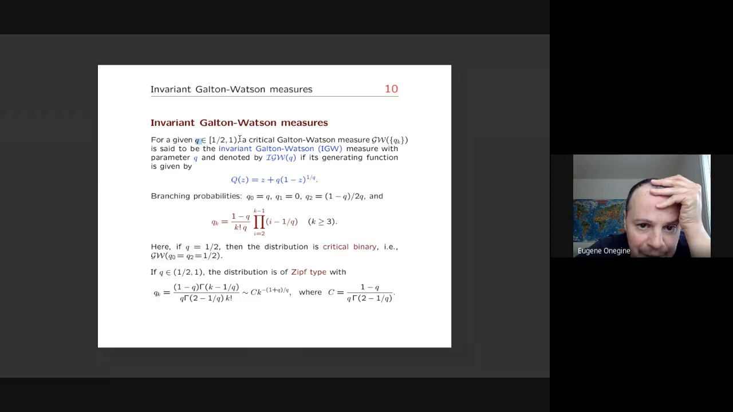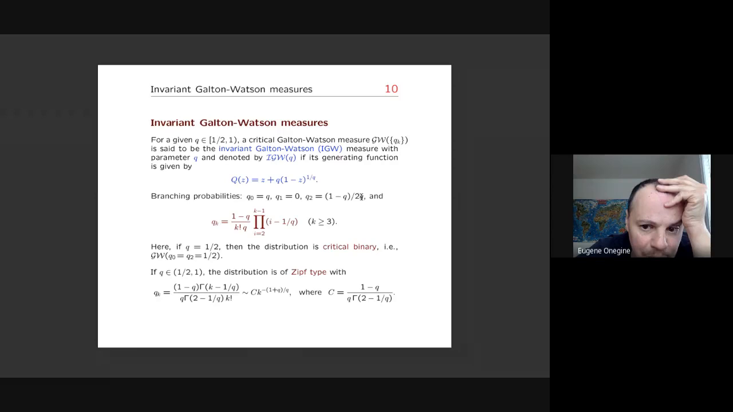Notice also you immediately see that Q is actually the value of Q0, right? Because if you write Q of Z on the left and this on the right, you obtain Q of 0 by plugging in Z equal to 0 on the left and on the right. And so you get Q0 equal to Q. Q1 is equal to 0, as we wanted. Q2 is equal to (1 minus Q) over 2Q.